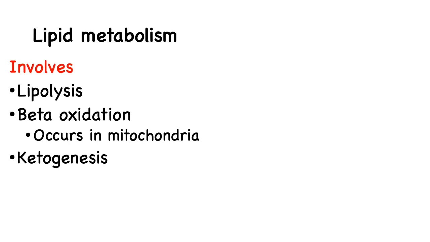Ketogenesis. When elevated levels of acetyl-CoA occur, the extra acetyl-CoA can be used to produce ketones, a form of ketoacids. Elevated levels of ketones can lead to ketoacidosis.